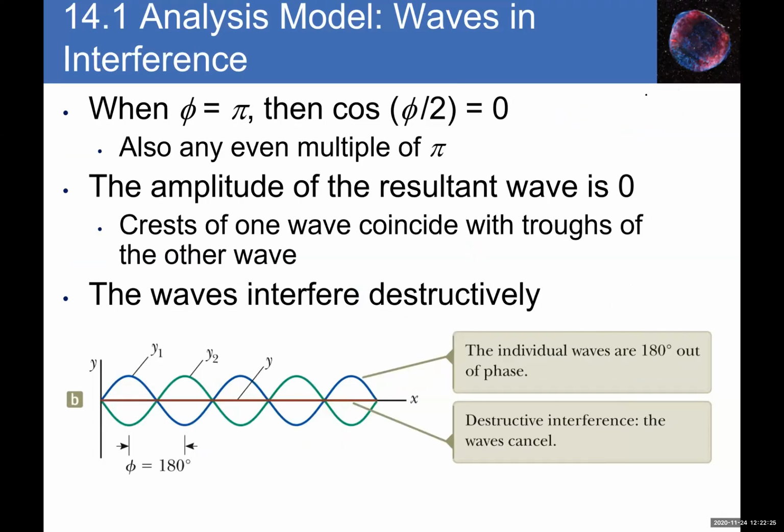All right, so then when phi equals pi, the cosine of the phase angle over 2 equals 0, which means the amplitude of the resultant equals 0. In this case, it's the brown line over there in our graph. It means that you get a resultant wave with no amplitude.